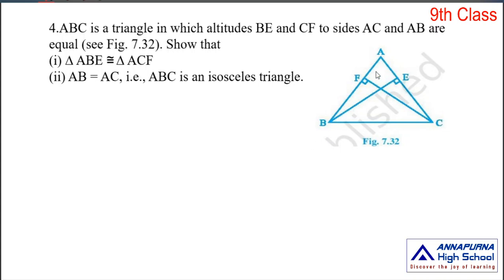Second condition, in a triangle ABC, AB is equal to AC. We have to prove that the triangle ABC is an isosceles triangle. Start the solution.